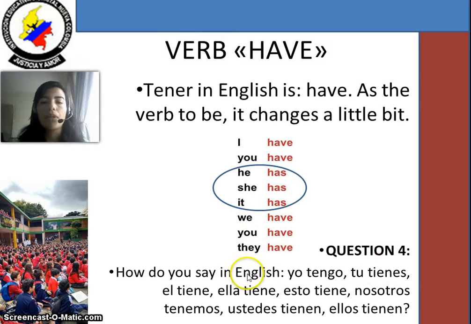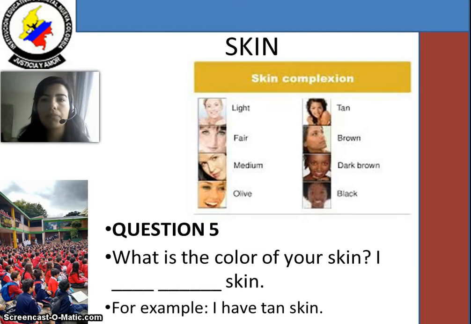Question number 4. How do you say in English, yo tengo, tú tienes, él tiene, ella tiene, esto tiene, nosotros tenemos, ustedes tienen, ellos tienen? ¿Cómo se dice eso en inglés? ¿Ok? So, write it in English. Let's move on. Skin. Another characteristic.